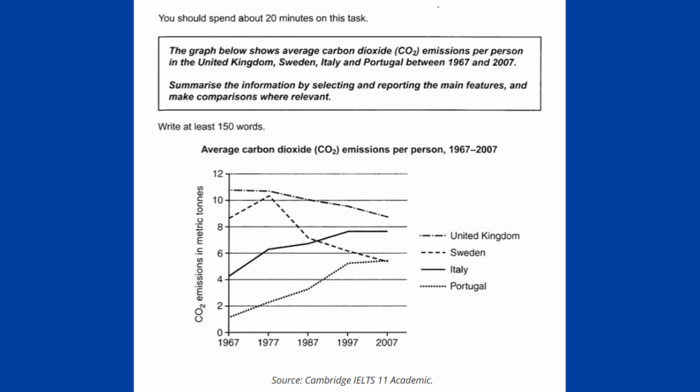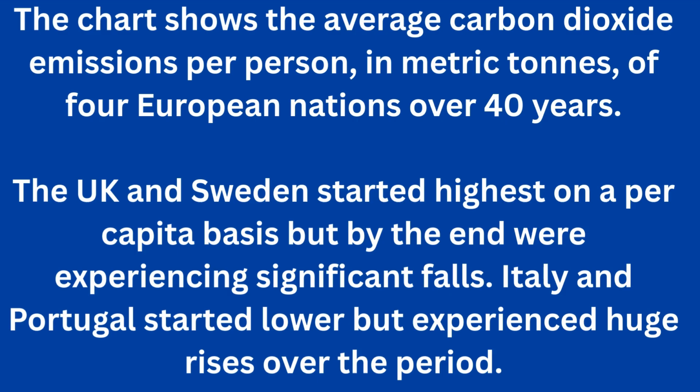The graph shows average carbon dioxide, which is CO2, emissions per person in the United Kingdom, Sweden, Italy, and Portugal between 1967 and 2007. Summarize the information by selecting and reporting the main features and make comparisons where relevant. Now let's look at the answer.